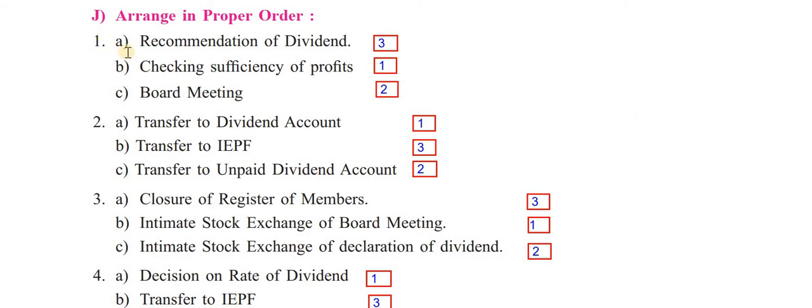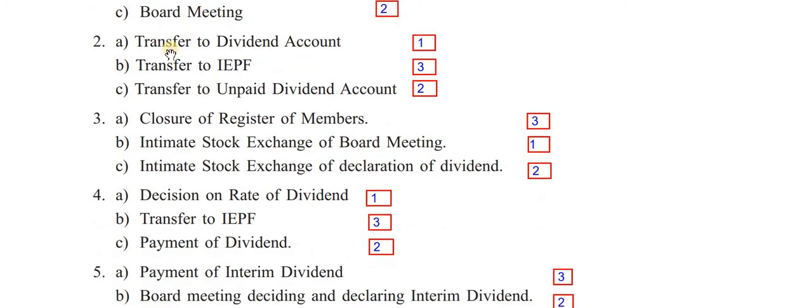Question number 1 में उन्होंने पूछा है first recommendation of dividend, then second checking sufficiency of profits, then C board meeting. It's in the jumbled way, right? सबसे पहले आएगा checking sufficiency of profits. Okay. Then they will have a board meeting second, and third is recommendation of dividend. So this is the arrangement of the answer. B is first, C is second, and A is third.